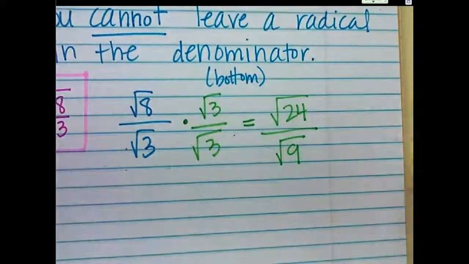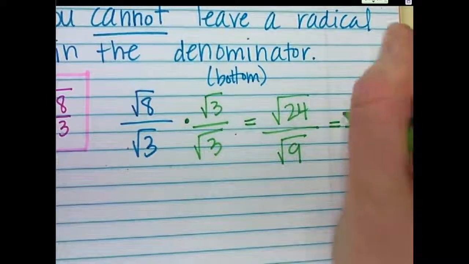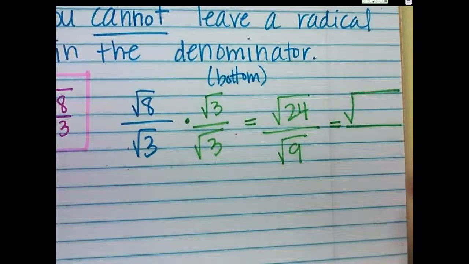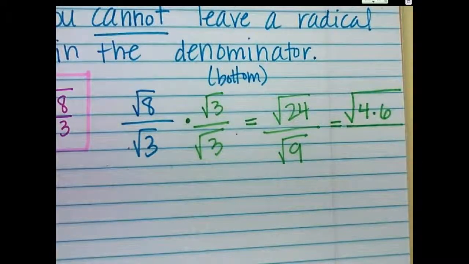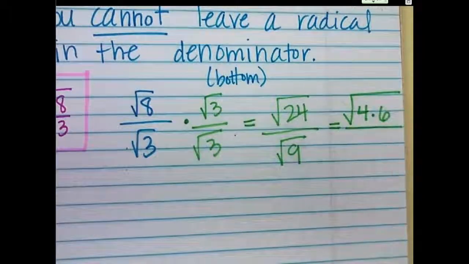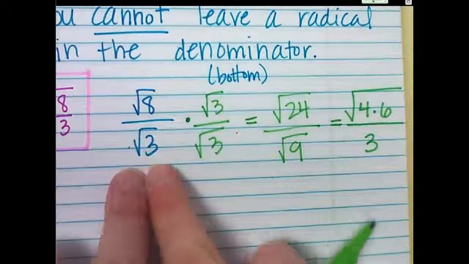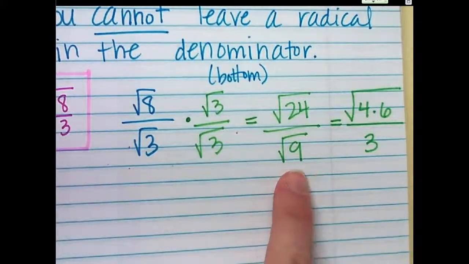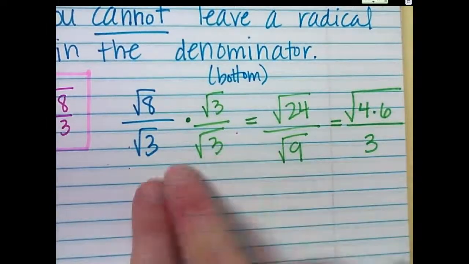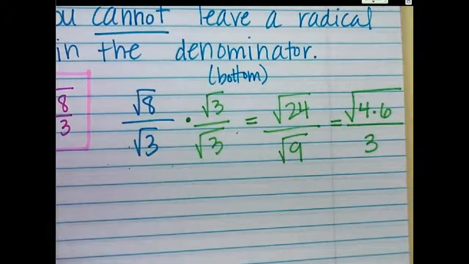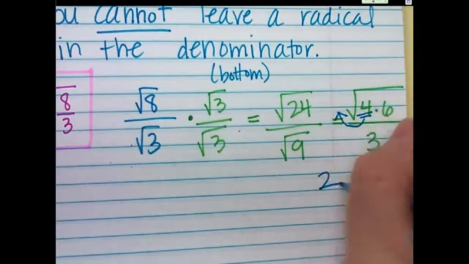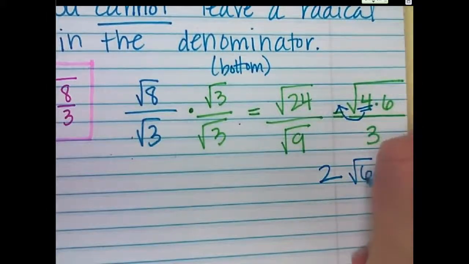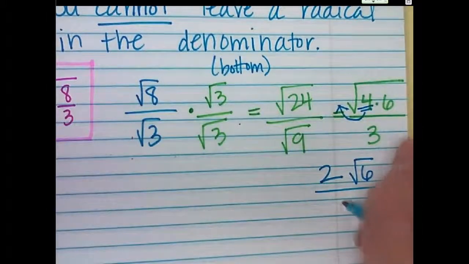Okay, so let's simplify. Is there a perfect square inside of 24? Yes, 4. You can make your factor chart if you want to. And the square root of 9 is 3, so the bottom is simplified. Here's the pattern, if you see it: if you multiply a square root by itself, it gives you the square root of whatever, and then you get that same number again. So it should always be like that. On the top, I can take out a 4, which gives me a 2. So I have a 2 in front. Good. Square root of 6 over 3.